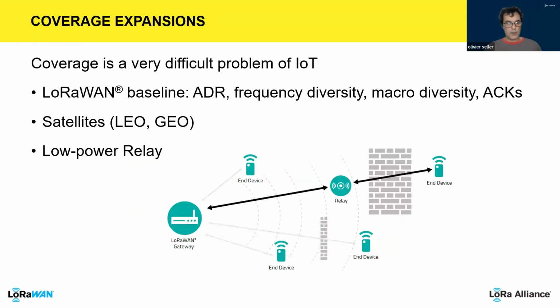So yes, next thing. This was coverage optimization with the baseline of LoRaWAN, but we also have expansion of coverage thanks to 2 things: satellites and low power relay. I'll start with the satellites briefly. We have support for LEO, low Earth orbit satellites, which are only 500 to 800 kilometers high, and geostationary satellites, which are much higher, 36,000 kilometers high or distant from the ground.